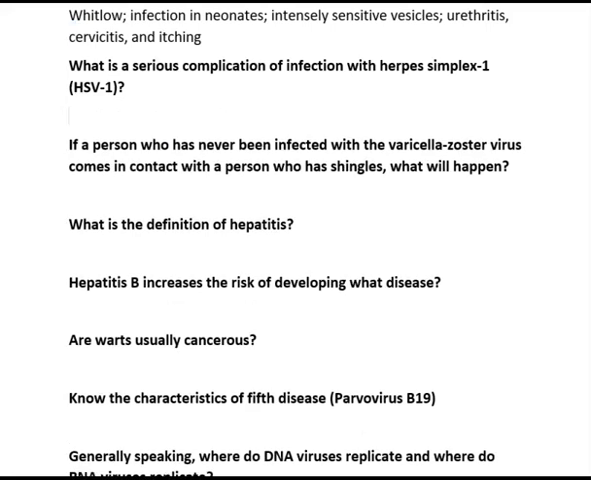Okay, what is a serious complication of infection with HSV-1? Recall that HSV-1 is the primary causative agent of oral herpes. And because it hangs out in the cranial nerves, there is always a chance that it can spread to the brain and cause a very serious encephalitis.